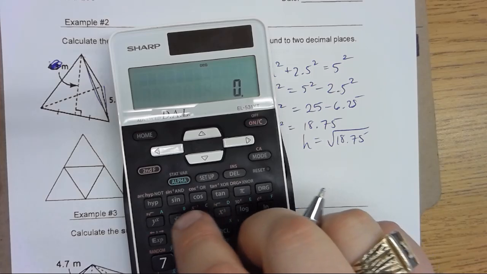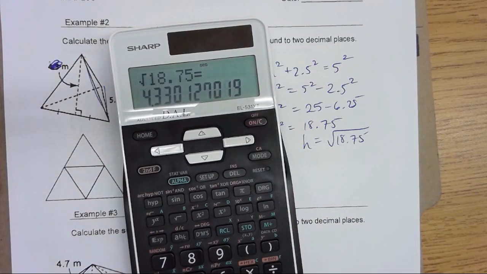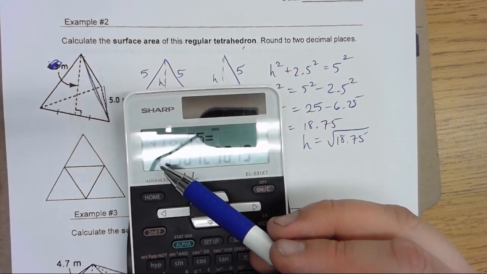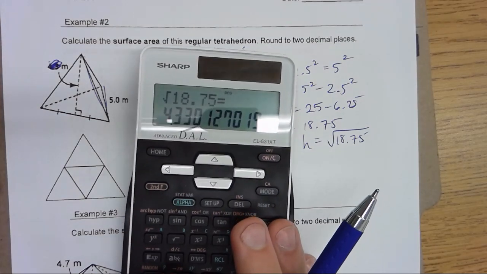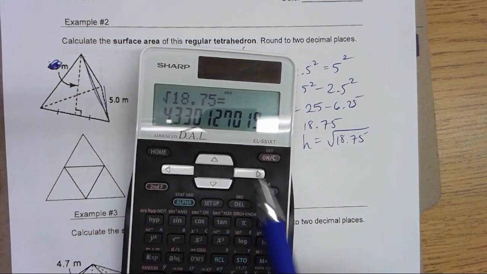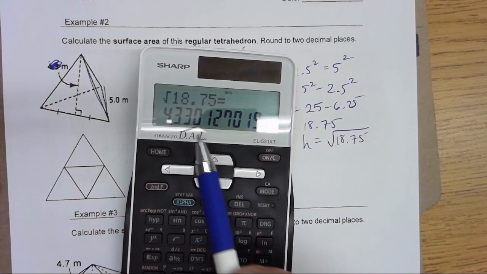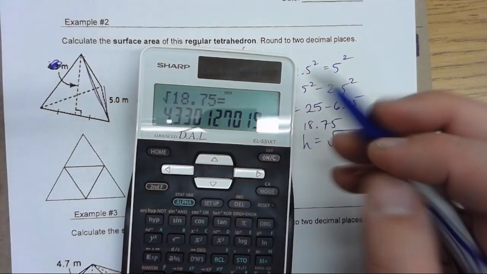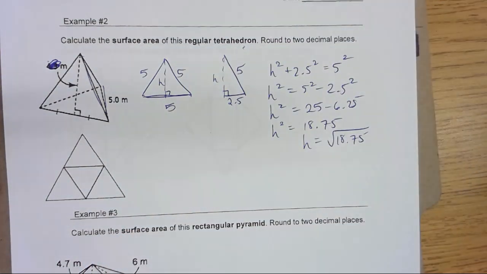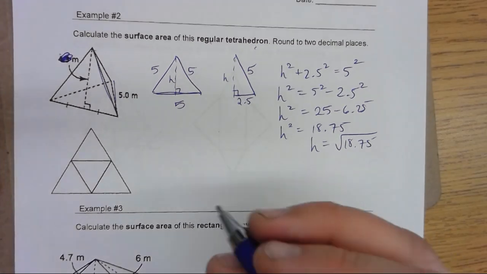So h is equal to the root of 18.75, and you can try that in your calculator if you like. The square root of 18.75 is pretty close to the 4.3 that they said it was going to be, but I like that my answer of square root of 18.75 is more exact, so I'm going to use that. So let's use our formula.